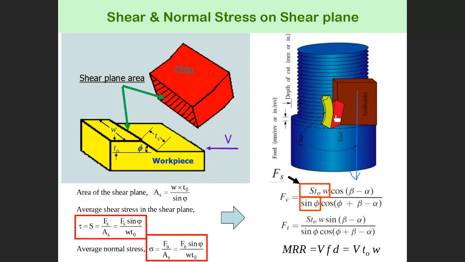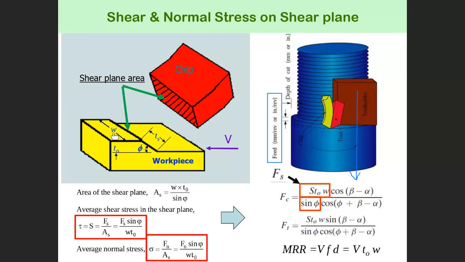What is the tool move in this direction? The tool moves in this direction, t0, per revolution: t0 in one revolution, another t0 in the second revolution, another t0 in another revolution. So t0 is in millimeters per revolution. This is the feed. t0 is the uncut chip thickness, which is equal to millimeters per revolution.